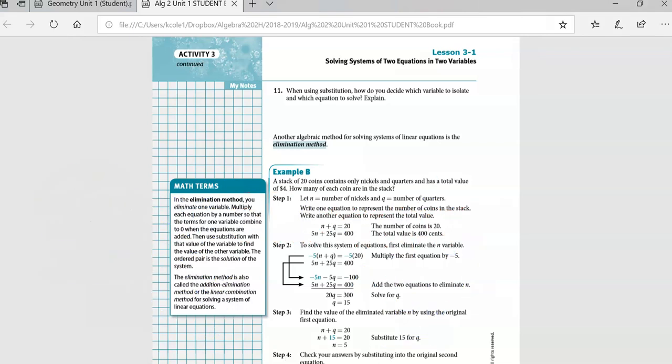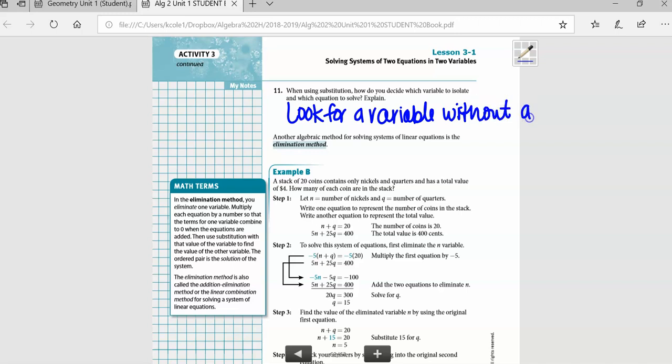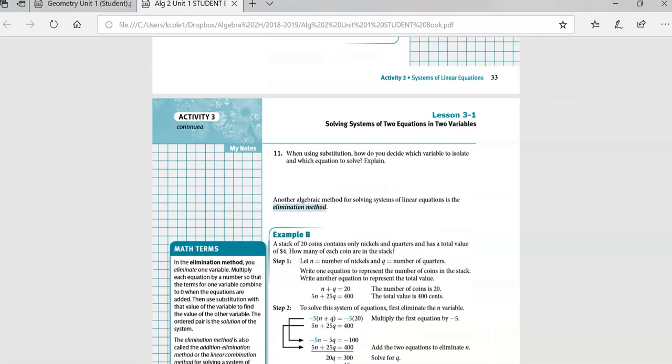What I would say that you need to do is look for a variable without a coefficient. And if you can find one without a coefficient, choose that one. Doesn't matter if it's the first equation or the second equation. Don't worry about submitting this for your homework. Just submit that previous page, page 33.